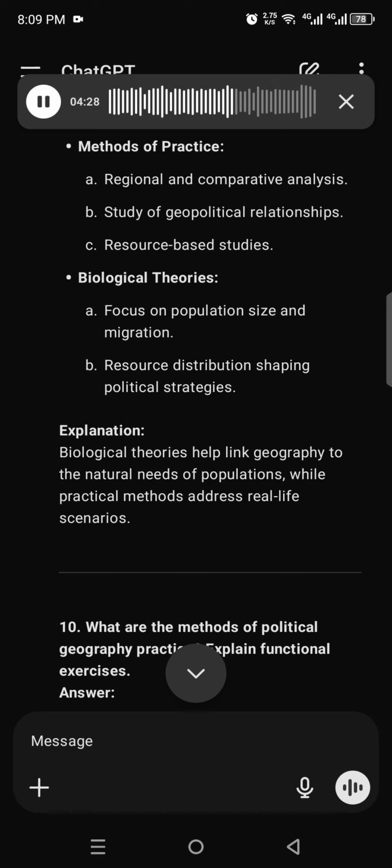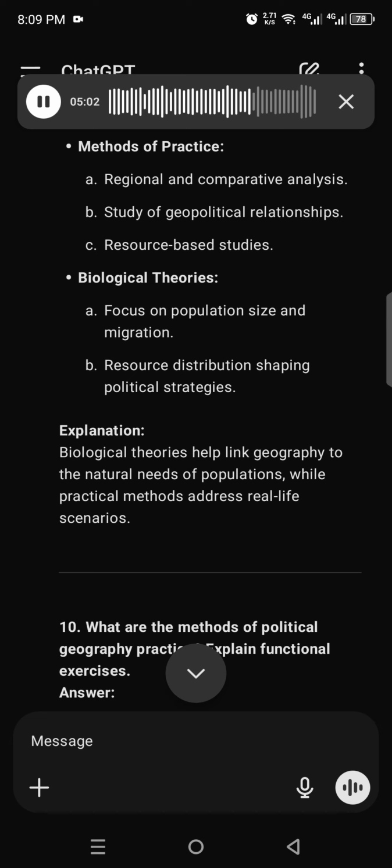10. What are the methods of political geography practice? Explain functional exercises. Answer. Methods. 1. Regional studies. 2. Geopolitical case studies. 3. Resource and economic analysis. Functional exercises. 1. Identifying political regions. 2. Mapping resource-rich areas. 3. Evaluating the impact of natural disasters on governance. Explanation. Functional exercises are practical steps that political geographers take to apply theories and methods to real-world situations.